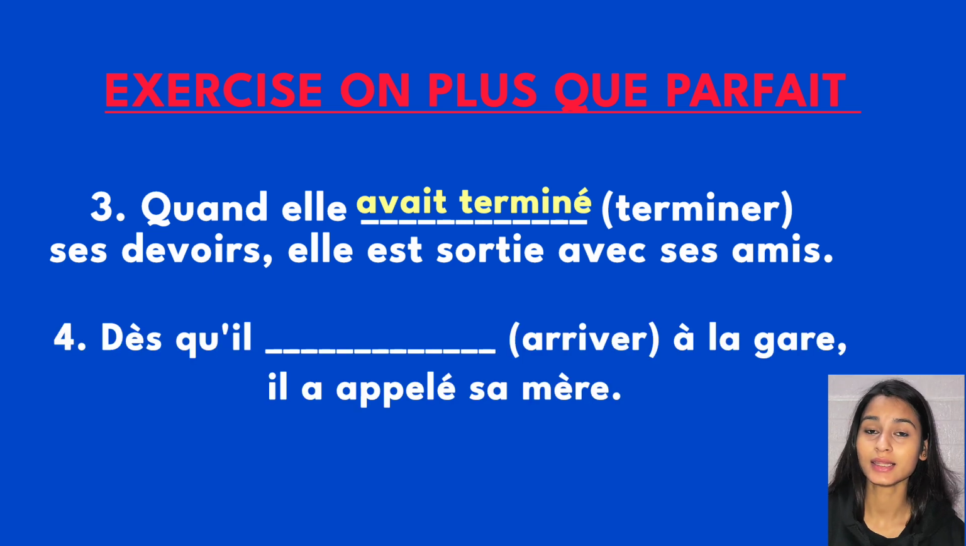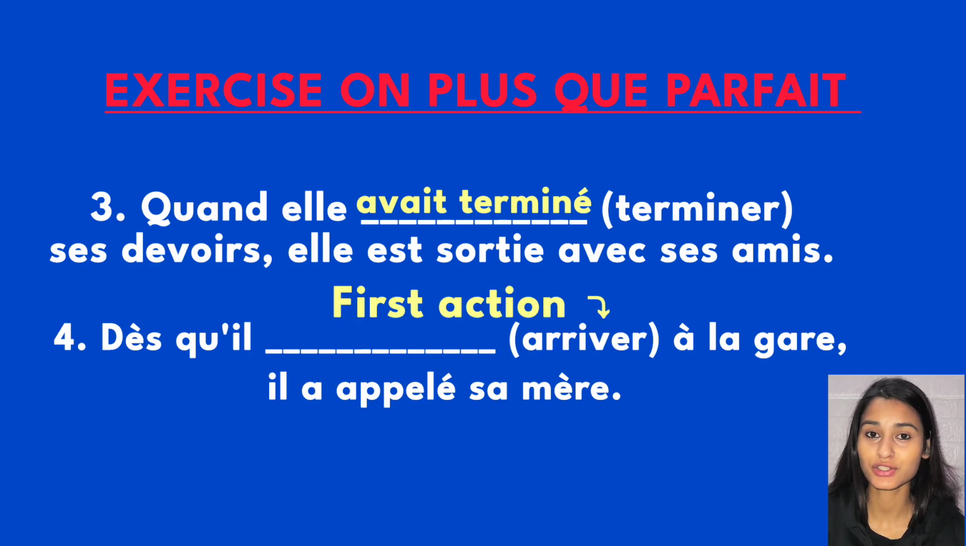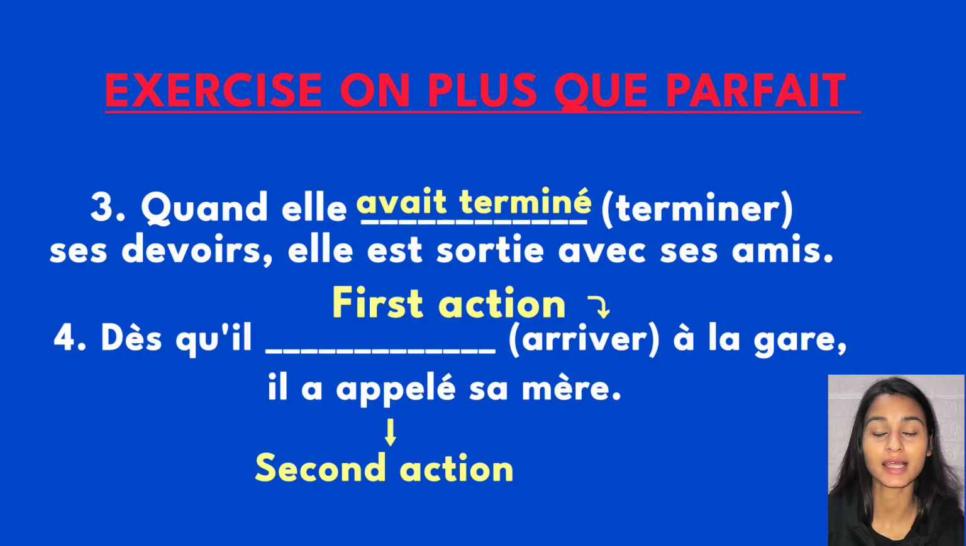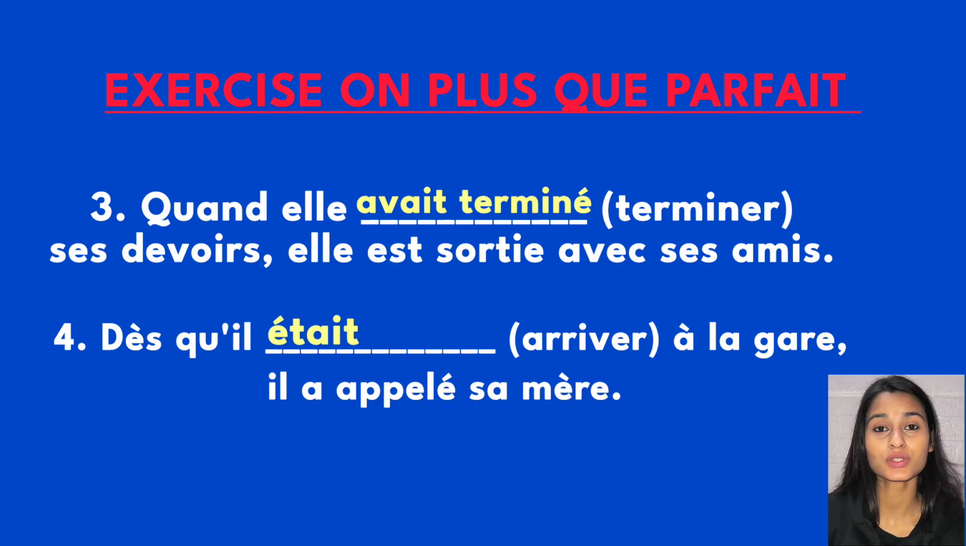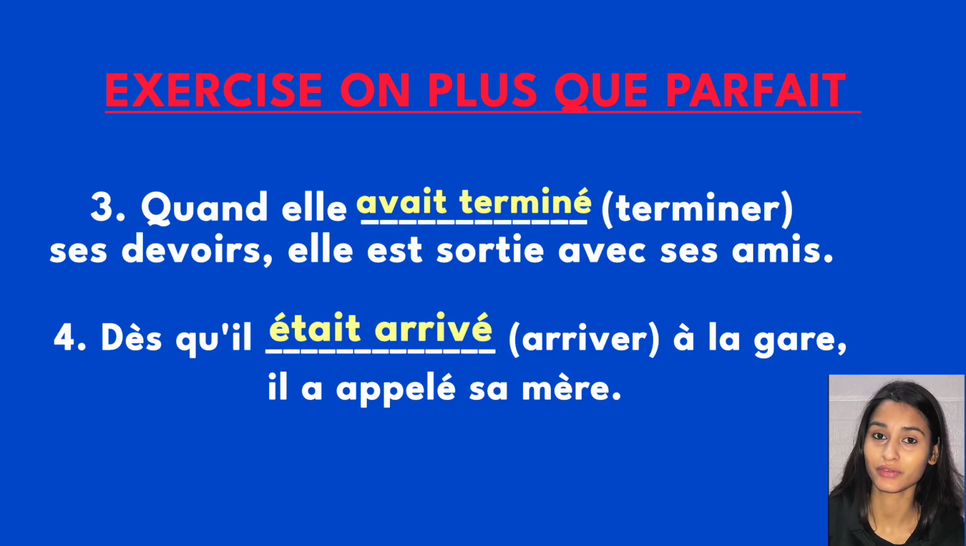The fourth sentence is dès qu'il dash arrivé à la gare, il a appelé sa mère. Here you are seeing the word dès qu'il and you will get the hint of using plus-que-parfait. And even from the meaning of the sentence, we get to know that first he arrived at the station and then he called his mother. So here the first action is arriving and that's why we will use the plus-que-parfait with arrivé. But with arrivé, we take être as an auxiliary verb. We will take the imparfait form of être, which is était with il, and use the past participle of the verb arriver, which is arrivé. So it becomes dès qu'il était arrivé.